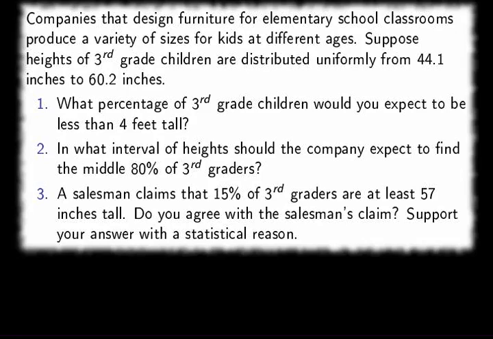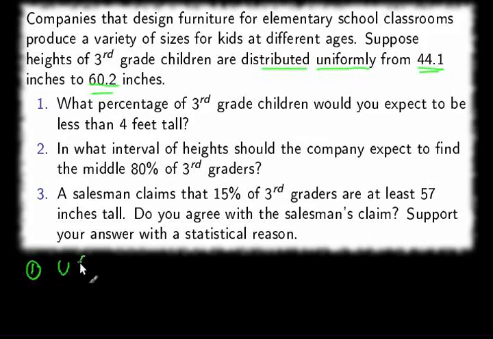Companies that design furniture for elementary school classrooms produce a variety of sizes for kids at different ages. Suppose heights of third grade children are distributed uniformly from 44.1 inches to 60.2 inches. Number 1. What percentage of third grade children would you expect to be less than 4 feet tall? 4 feet tall is 48 inches. We have a uniform distribution with a minimum of 44.1 and a maximum of 60.2.